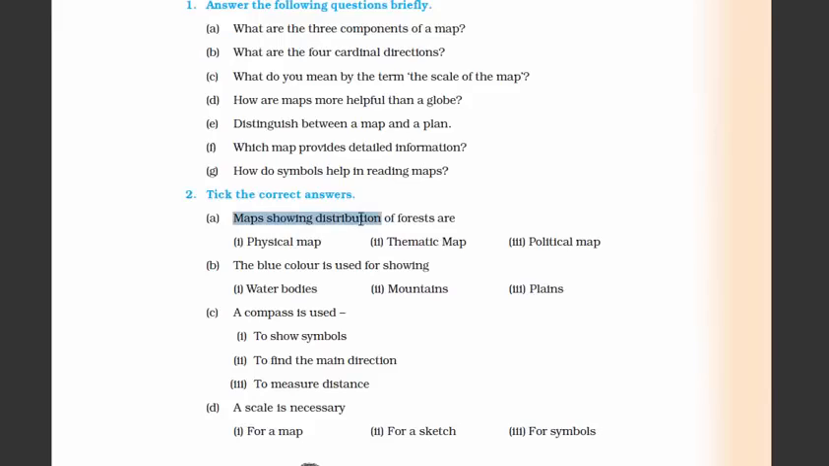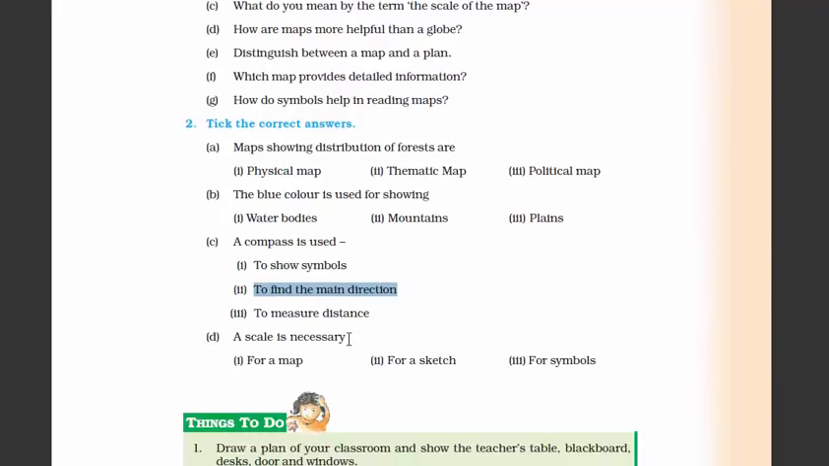And maps showing distribution of forests are, so we spoke about this, right? Now they are asking for a map which shows information, that is distribution of forest. So that is nothing but thematic map. The blue color is used for showing, we know this, water. So it's water bodies. A compass is used to find the main direction. Yes, compass only shows you the north direction. Rest we figure out where is south, where is west, and where is east.